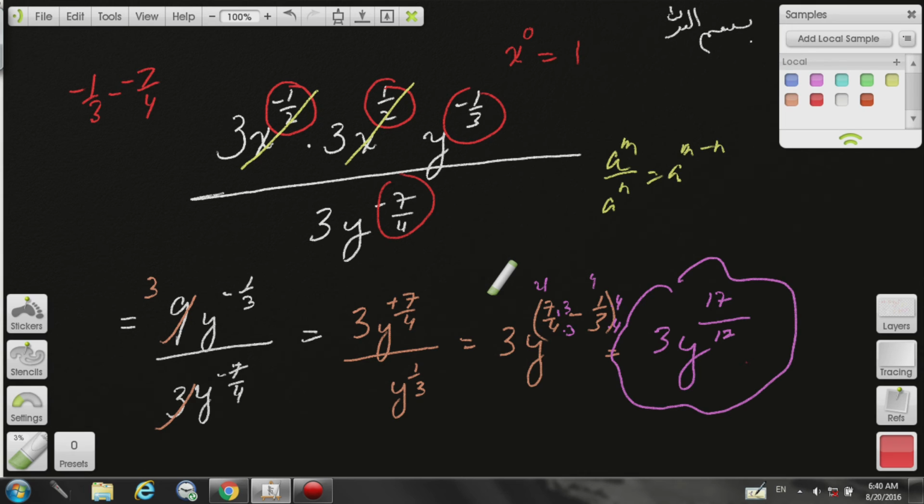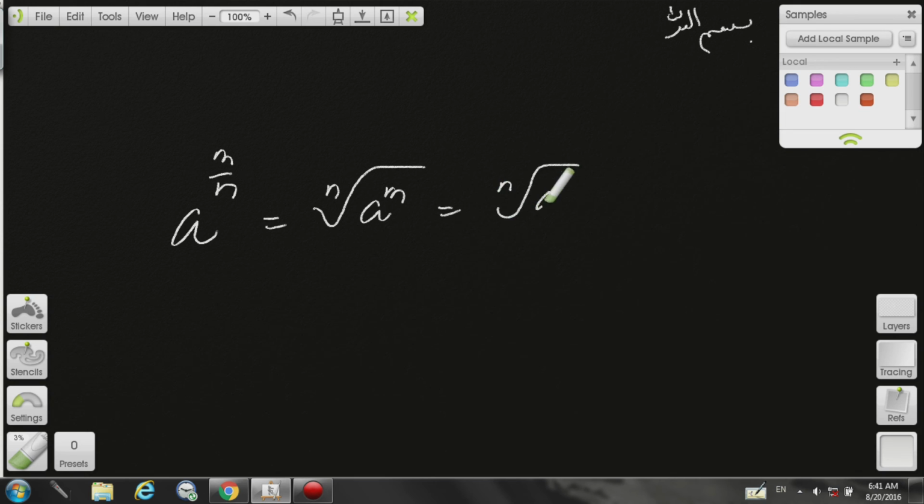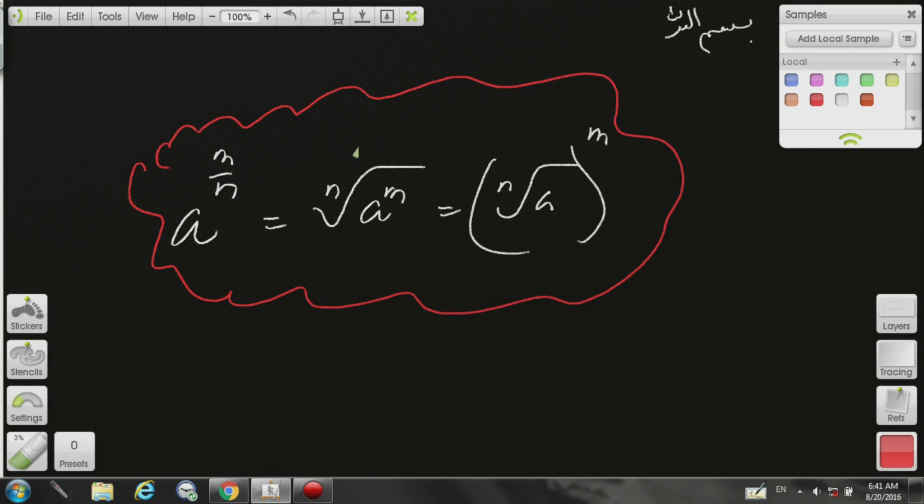Now, that's it. I just want to review before I finish here. So we learned today that a to the m over n can be rewritten as the nth root of a to the m, or it can be rewritten as the nth root of a to the exponent m, like this. Next time we shall continue this and elaborate on these radical expressions and functions.